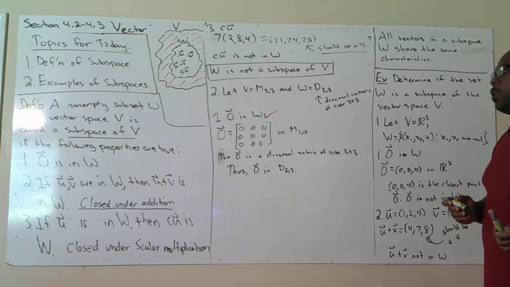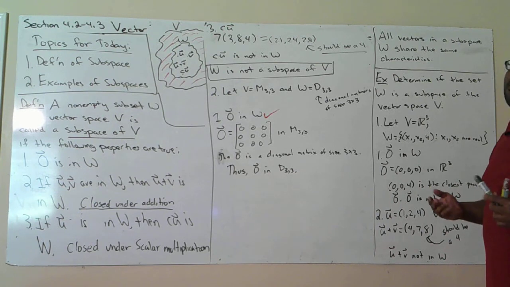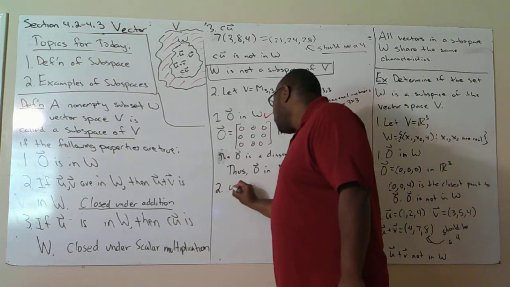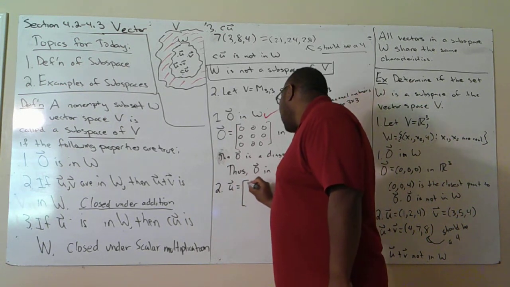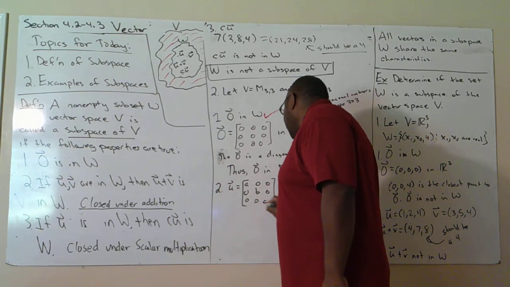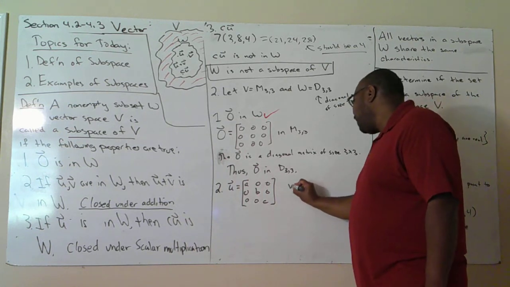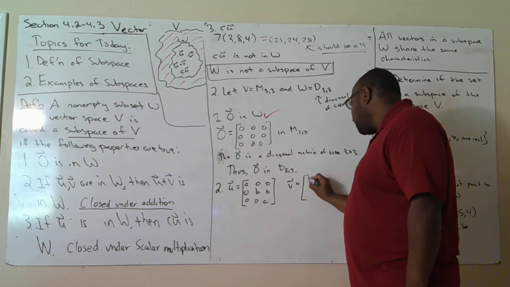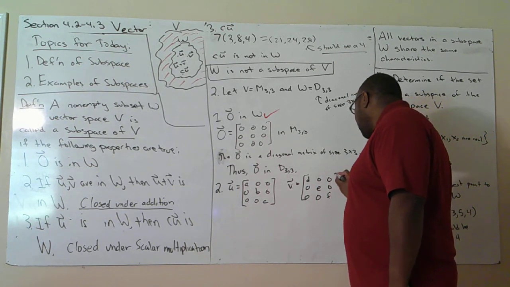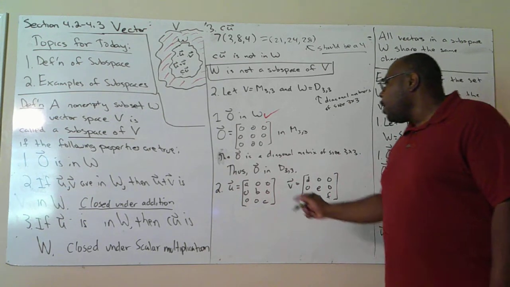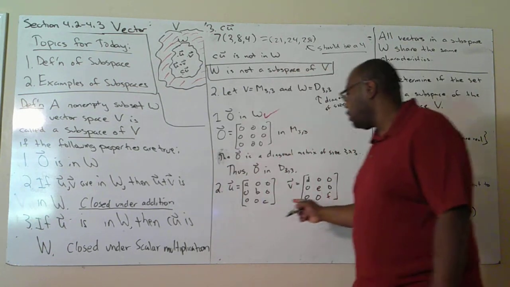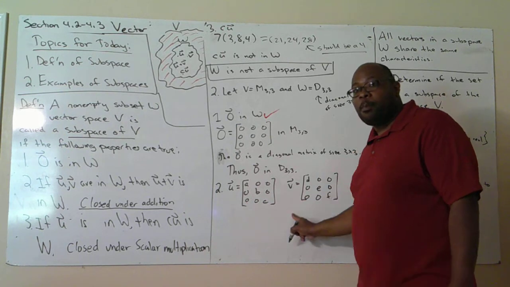What's the next one? Well, if you have two diagonal matrices, when you add them together, you end up with a diagonal matrix. Let's say I have U equal, I make a diagonal matrix here. I have A, 0, 0, 0, B, 0, 0, 0, C, where A, B, and C could be any real numbers. And I have V, which can be D, 0, 0, 0, E, 0, 0, 0, F, where D, E, and F can be any real number. Notice that U and V are both diagonal matrices, because that's what it says. If U and V are in W, they must both be diagonal matrices.